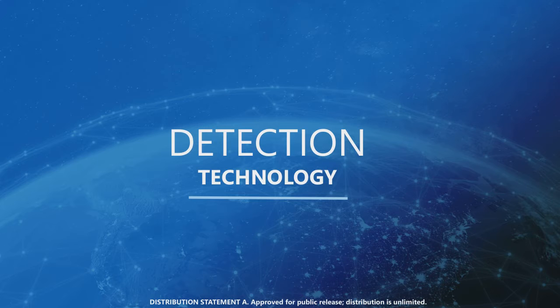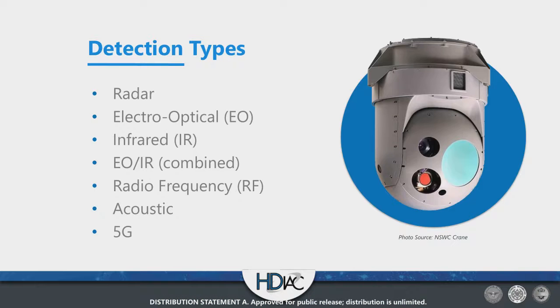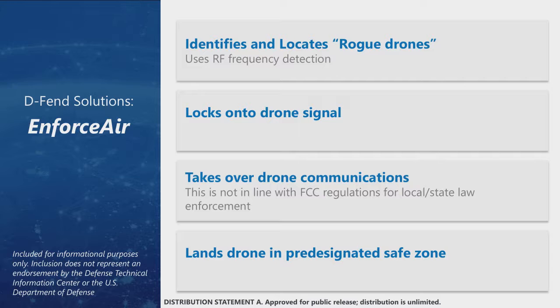So now we'll talk a little bit about the detection technologies that are out there, and there's multiple different types of detection. You have radar, electro-optical, infrared, electro-optical and infrared combined, acoustic, and now 5G, which is an interesting technology that DHS is working on later on here. So one of the solutions, Defense Solutions, provides Enforced Air. Enforced Air is the name of the solution.